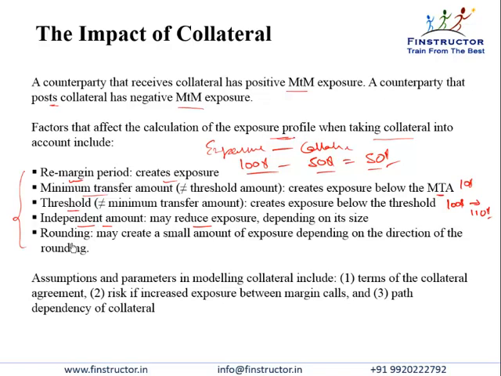And rounding off may also create a small amount of exposure depending on the direction of the rounding. So if instead of asking for $10.6 of collateral, I ask for $10, then that will increase the exposure. If I ask for $11, then that will reduce the exposure. Like we studied in the previous slide, the uncertainty of the collateral or the changes in the value of the collateral may also need to be modeled. While modeling the collateral, we must understand the terms of the collateral agreement, that is, how can we sell it, how quickly can it be liquidated, etc.